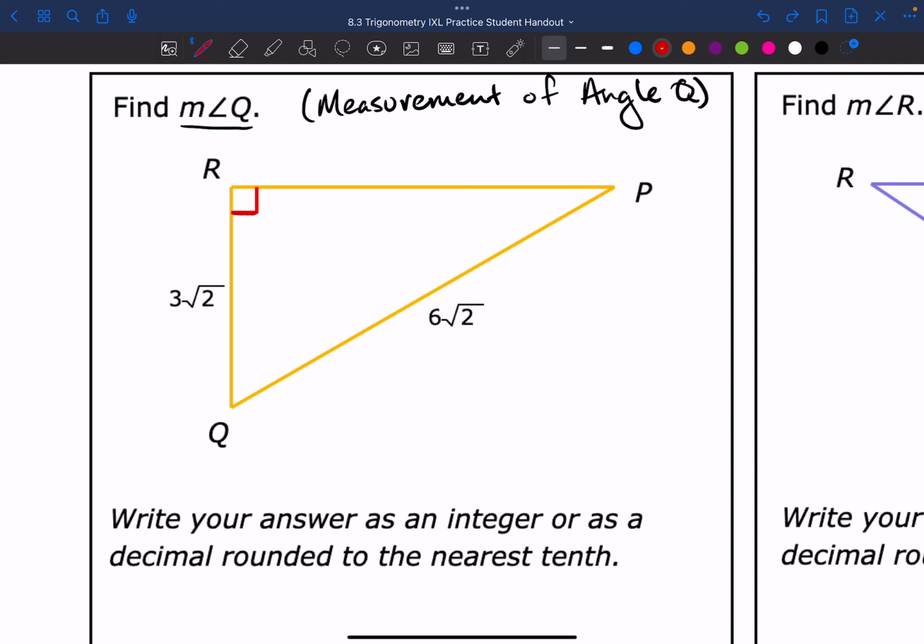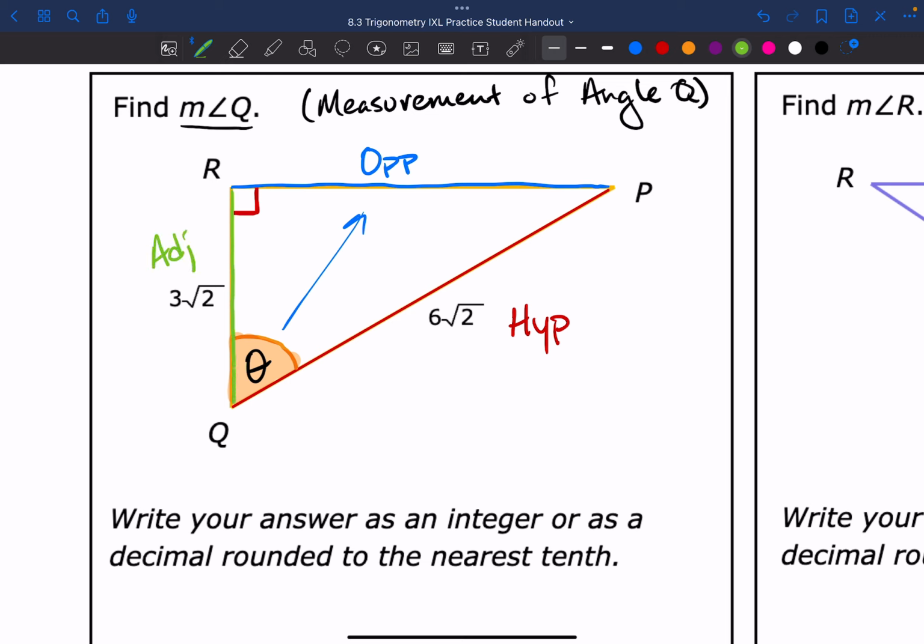I'm going to look for the hypotenuse. It is this side right here. This is my hypotenuse. What is my opposite and adjacent? Well, it depends on the angle that I'm looking at. Here I'm looking for angle Q, so this angle right here. This would be my theta that I'm looking for, which means if I make a straight line from that angle, I can find my opposite. So this is my opposite. Leaving the third side, the one next to my angle, the adjacent.